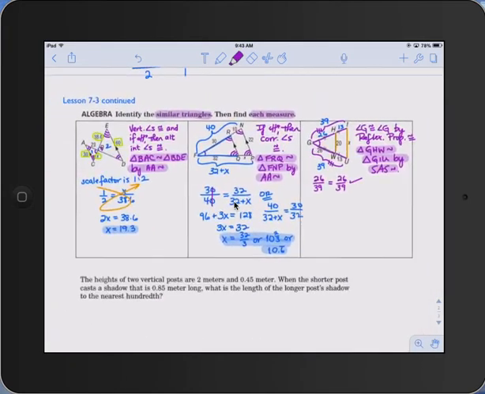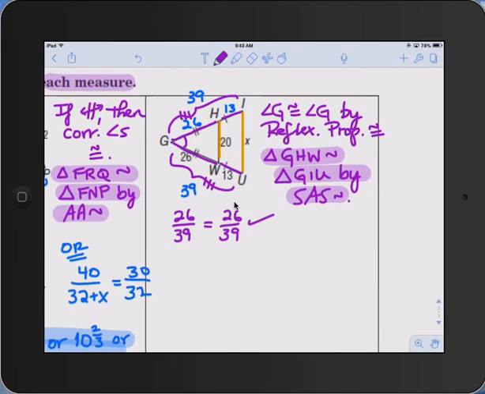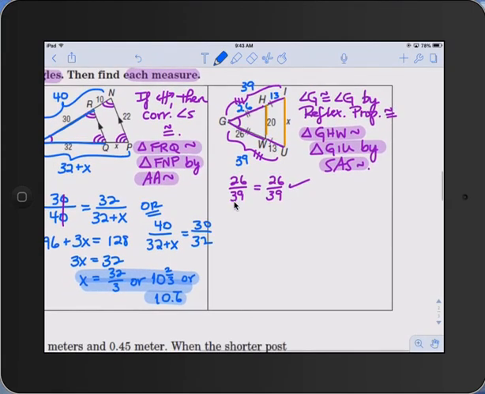And then to find the value of X, we'll do 26 is to 39 as 20 is to X. Now notice that I did in the small triangle, side to large triangle side equals small triangle's bottom to big triangle's bottom.